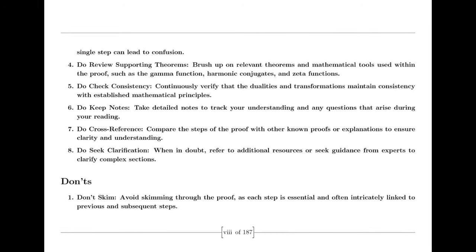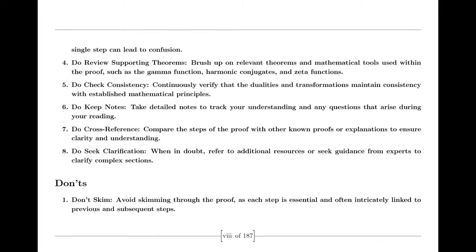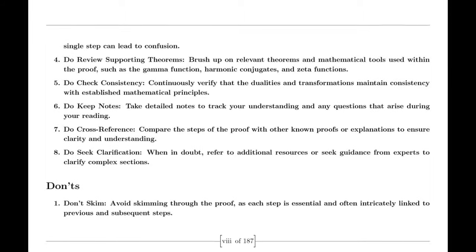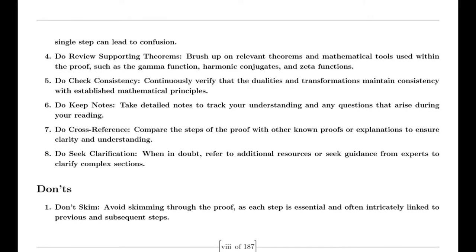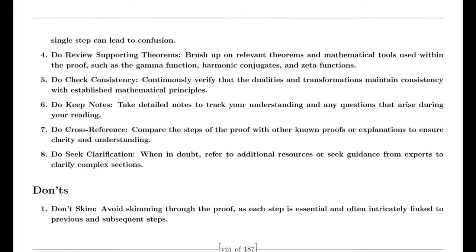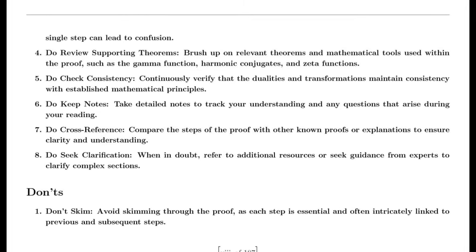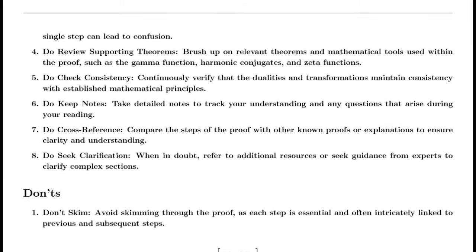In 1859, Riemann published his seminal paper on the distribution of prime numbers, which introduced the zeta function and laid the groundwork for modern analytic number theory. This paper was a milestone in mathematical history and has had a lasting impact on the field, influencing subsequent research and discoveries. Riemann's hypothesis. Finally, we address the Riemann hypothesis itself.